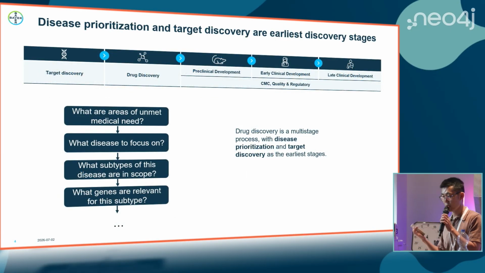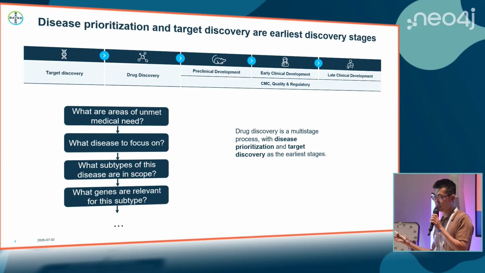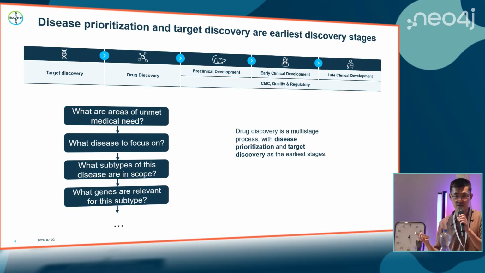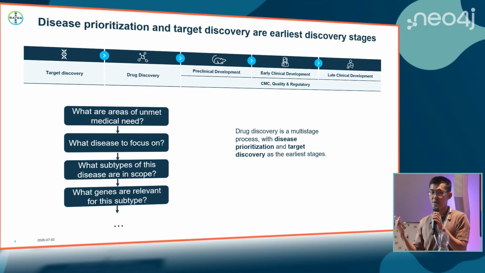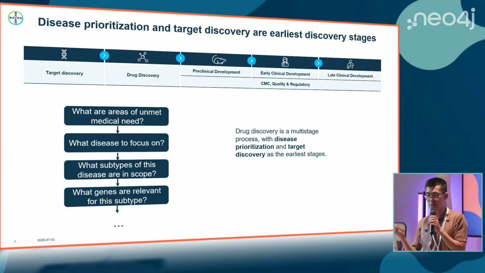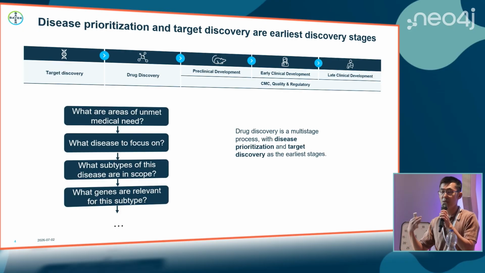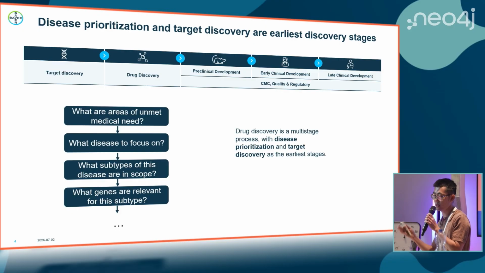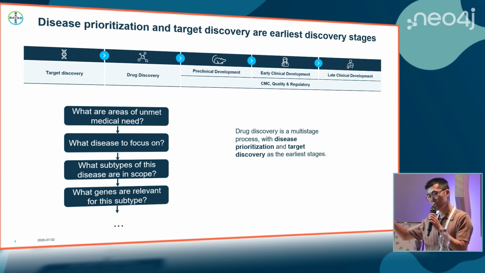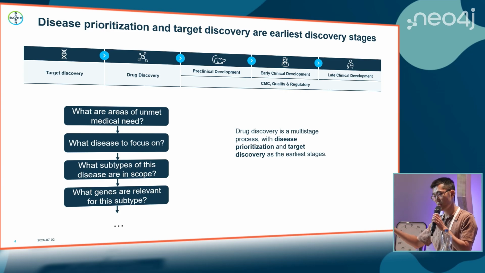So disease prioritization and target discovery are the earliest, let's say, stages of drug discovery. And here it may be obvious, but the first question is kind of a strategic question. What are areas of unmet medical need? What diseases do we want to focus on? And increasingly, not only in oncology, we are thinking about what subtypes of the disease we want to focus on and not just, let's say, disease in general. And after that, having determined what we want to treat, we want to ask a question: what genes are relevant for this subtype? What can we do to reverse the disease or improve the outcomes?